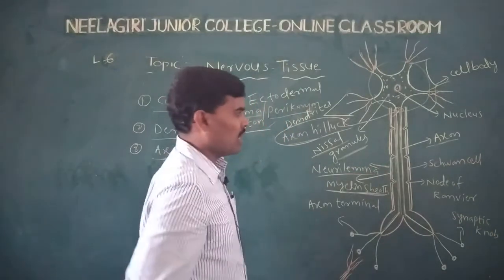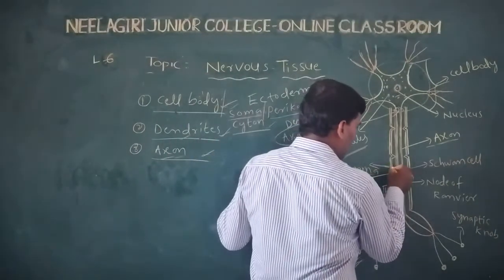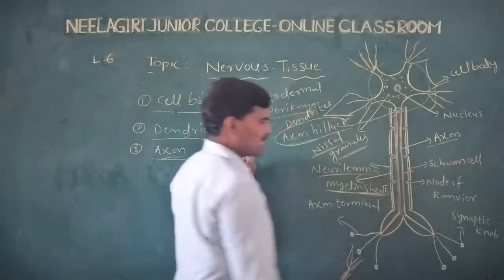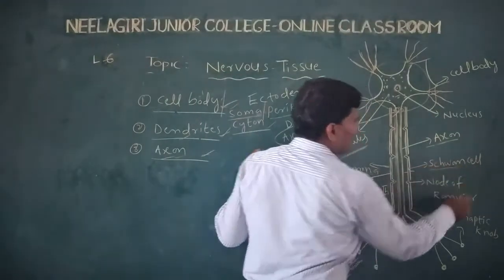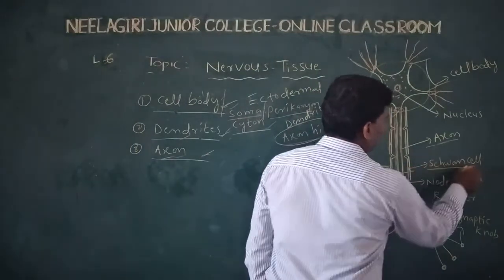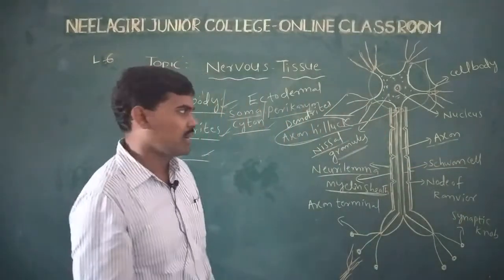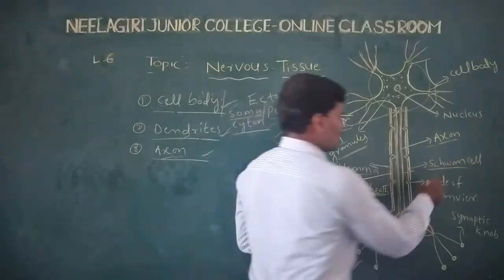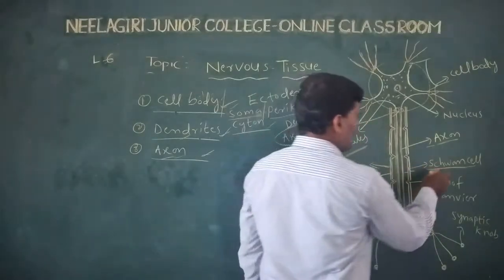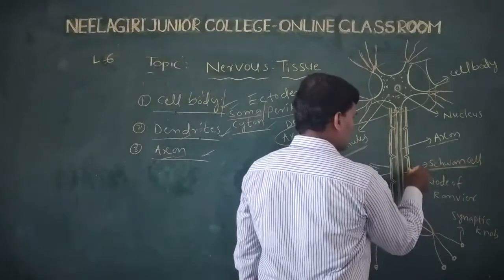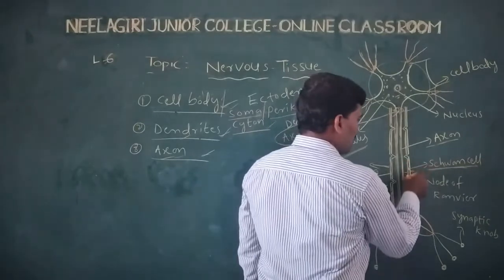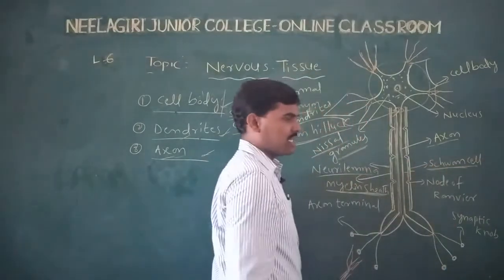So between the neurolemma and the myelin sheath, the Schwann cells are present. Hence the name Schwann cells, first recognized by the scientist Schwann. The Schwann cells are in between the myelin sheath and the neurolemma.